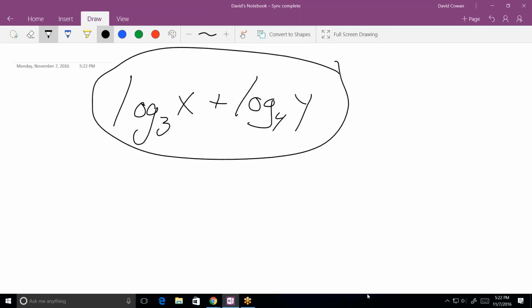As opposed to if it was log base 3 of x plus log base 3 of y, now that can be compressed to log base 3 of x times y. But that won't be log base 6 of x times y. That'll just be log base 3. The only time I can compress or expand or do any of those three operations is if it's the same base. And then the base stays the same. You don't add them, multiply them, or anything else.